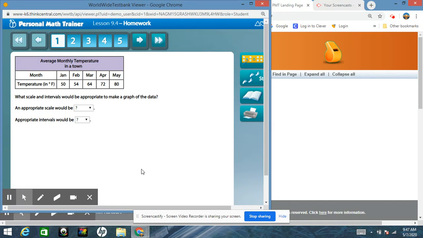All right, boys and girls. So for number one, we're still working with ordered pairs and we're working with coordinate grids today. Today, the new thing you're going to be seeing is the scales here, okay?